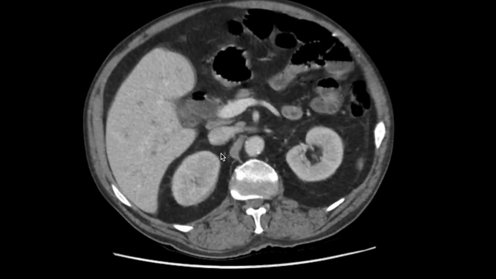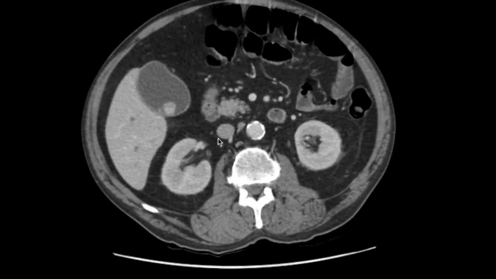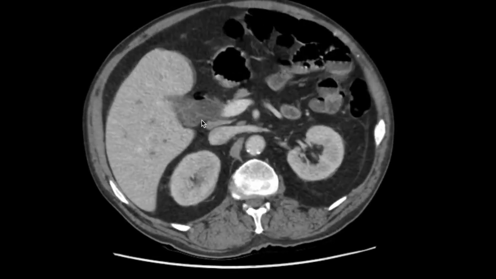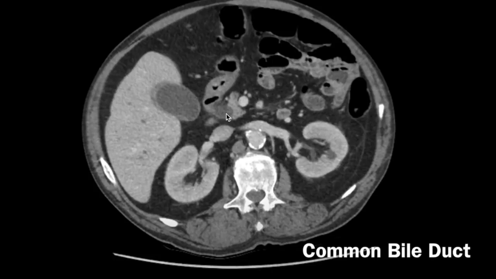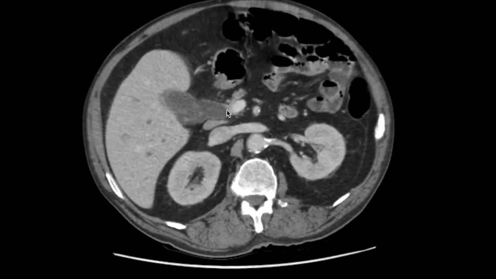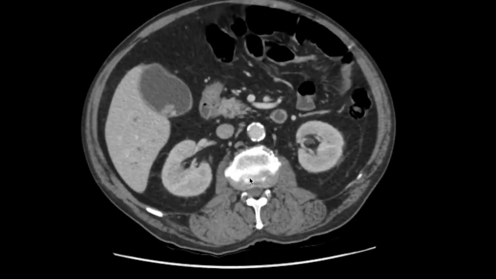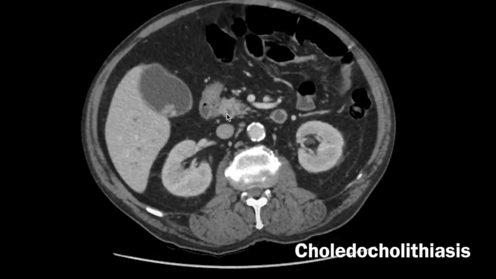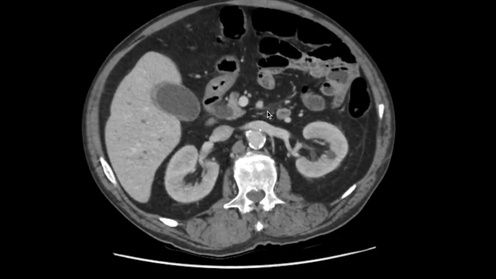The common hepatic duct is joined by the cystic duct here. So this is the gallbladder down here with stones in it. And if I scroll up, you can see the cystic duct here because it's dilated, and it joins the common hepatic duct to distally become the common bile duct, or the CBD. This common bile duct is dilated as well, and if you look closely distally, you can actually see small dense structures in the distal common bile duct. These are biliary duct stones, or choledocholithiasis, and this is the cause of the patient's right upper quadrant pain.